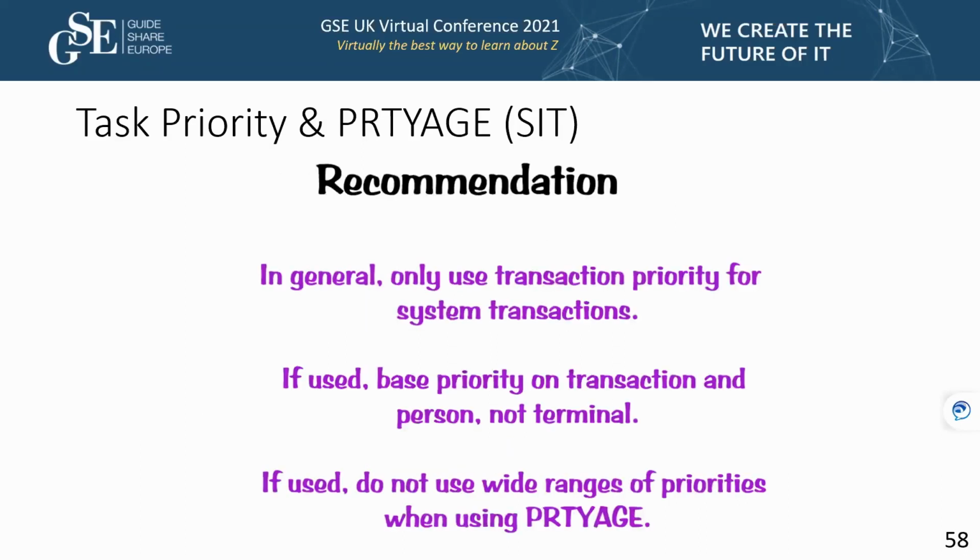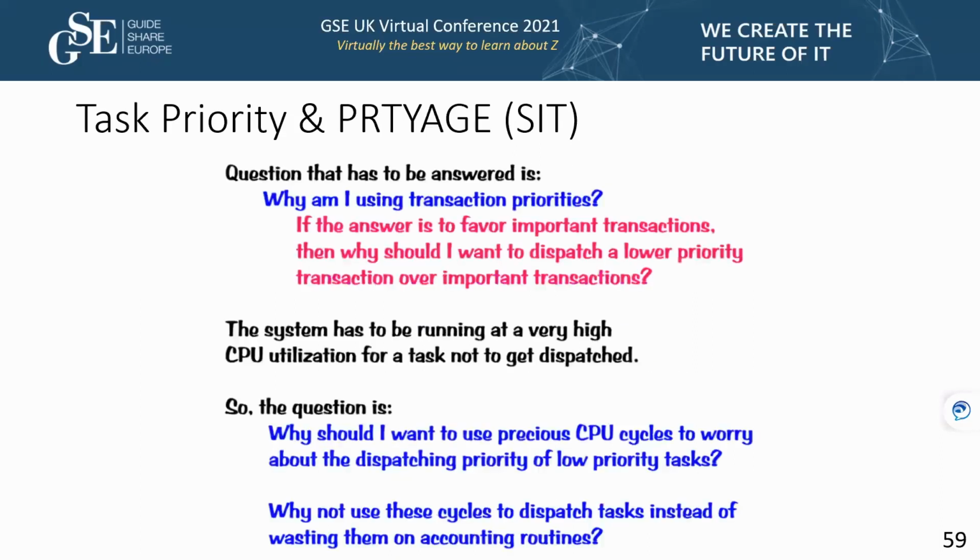So again, our recommendation in general: only use transaction priority for system transactions, so you can always get in when the system is really busy. If used, base priority on transaction ID, not terminal. We don't have too many terminals today anyway. If used, do not use wide ranges of priorities. Don't do 50, 51, and 52. It's a waste of time, right? Do 50, 100, 150, and 200, and set 4 settings and no more than that, because otherwise it's impossible to manage.